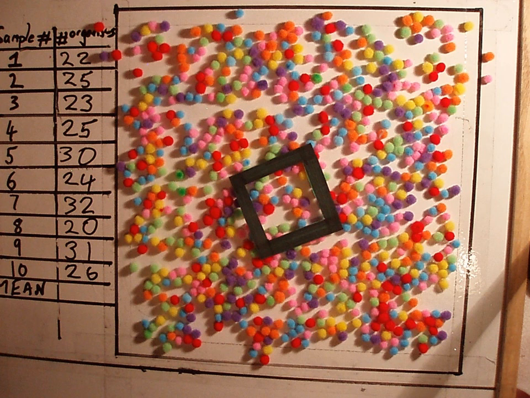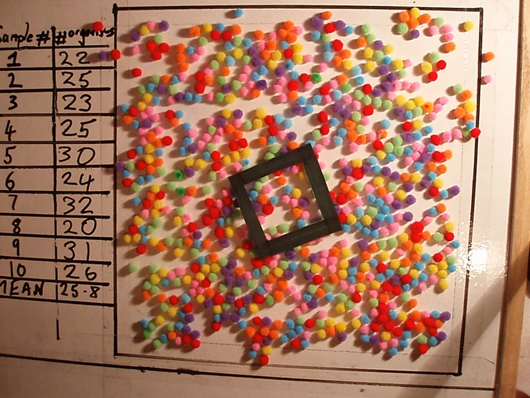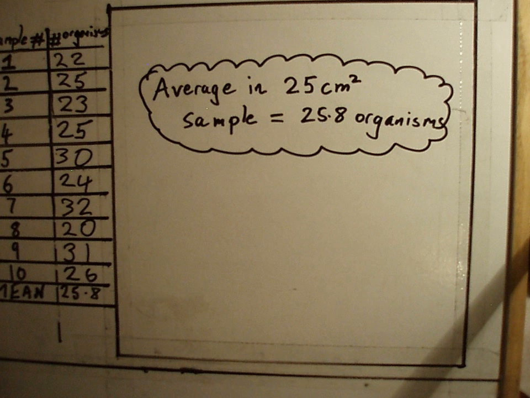And finally, I'm going to calculate a mean based on the samples I've taken so far. So I found that my average, the mean, in one area of 25 centimeters squared would be 25.8 of these little fuzzy fellas. So again, just in writing, in 25 square centimeters, you get 25.8 organisms.